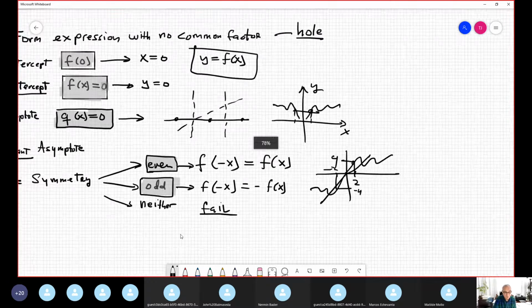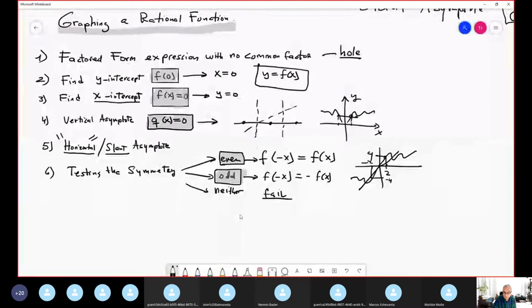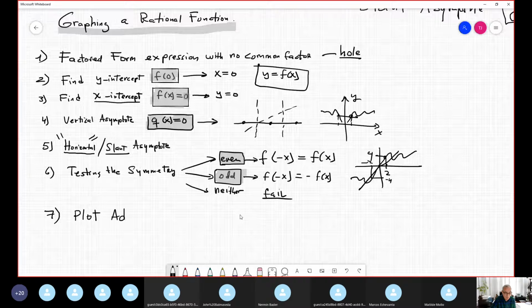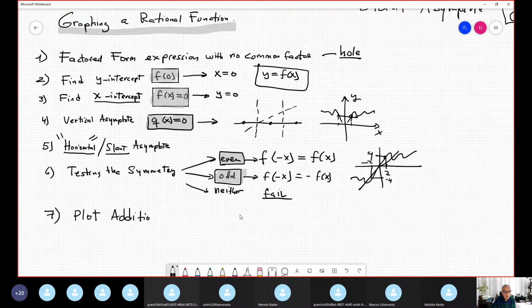Okay? And finally, 7. In my opinion, this is a super important moment. You evaluate additional points. So you plot and evaluate additional points to complete the picture. How many points? Well, the points you consider good to see the graph more clearly. However, I have some recommendation.